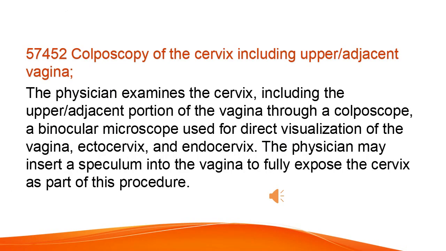Colposcopy of the cervix including upper/adjacent vagina. The physician examines the cervix, including the upper/adjacent portion of the vagina through a colposcope, a binocular microscope used for direct visualization of the vagina, ectocervix, and endocervix. The physician may insert a speculum into the vagina to fully expose the cervix as part of this procedure.